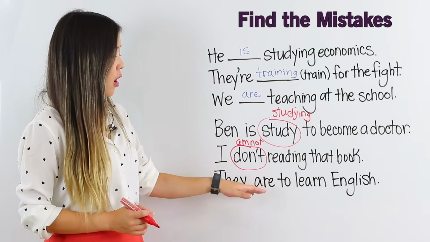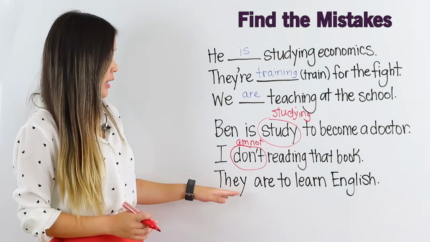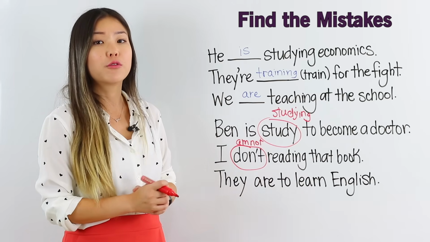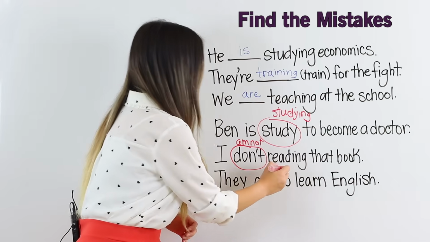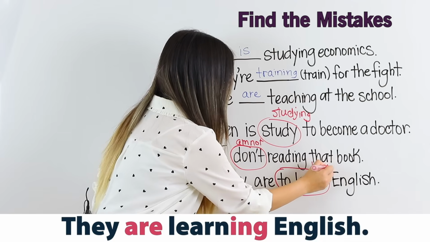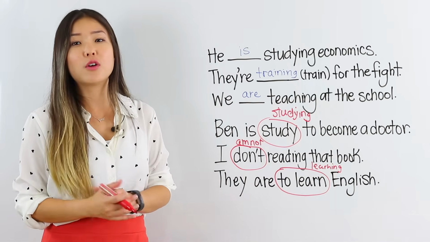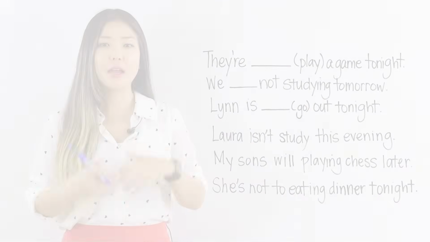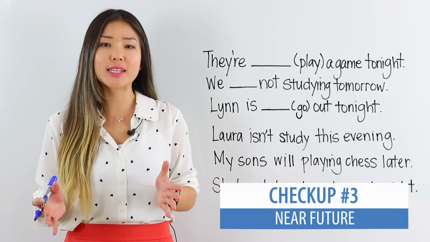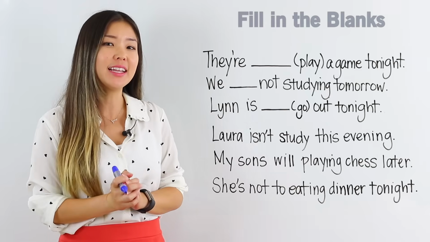Finally, they are to learn English. We have the subject and we have the correct be verb, but remember, we need verb ing. Therefore, the correct answer is they are learning English. Let's move on to the next checkup. For this checkup, we'll take a look at how the present continuous tense can be used to talk about future plans. Let's take a look.